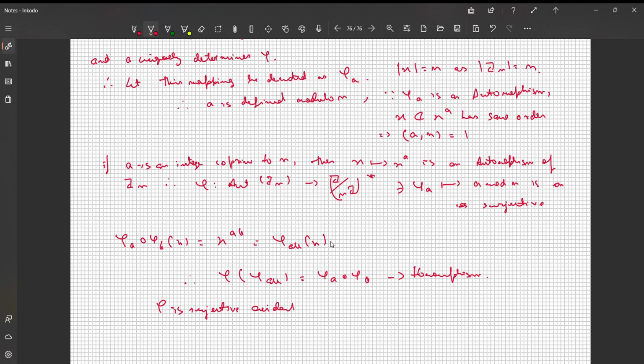You can just work it out. It's very easy to notice. Therefore, automorphisms of Zn is isomorphic to Z mod nZ star. Clear? Okay. Now let us come to the next proposition.